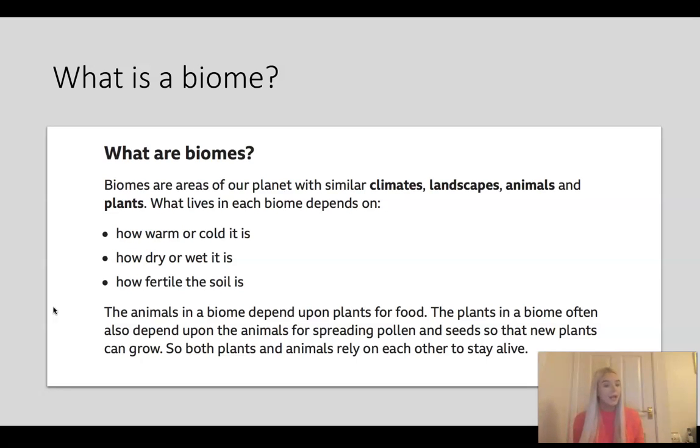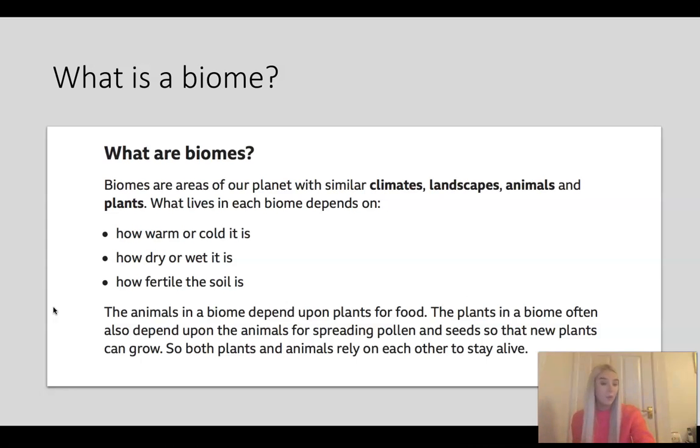Animals depend upon plants for food. They need to survive just like we do. And the plants also depend on the animals because they want the animals to spread pollen or seeds so that new plants can grow. So they're both relying on each other to stay alive in a biome.